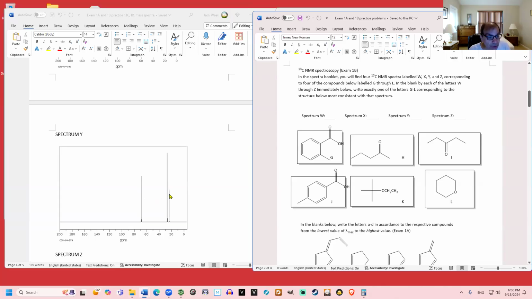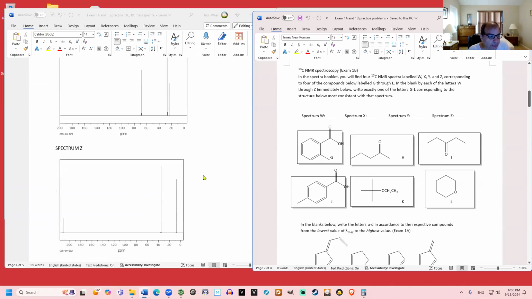It's interesting to note that the most upfield peak is also the shortest. You can't bet your whole life on that, but that to me is not surprising because that corresponds to the carbon that's unique. There's only one of it. The other 2 are doubled, and that will tend to make the peak taller, other things being equal. It's not an exact thing, but it tends to make the peak taller. So I think spectrum Y is L. Call it tetrahydropyran if you want to.